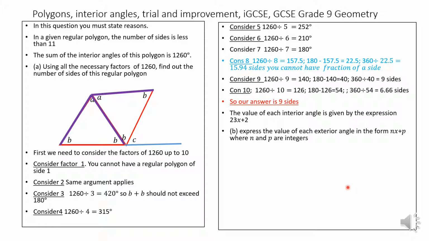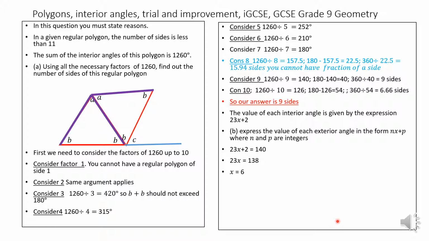Right. Now, we know that the interior angle has the expression 23x plus 2, and we know it also has a value of 140. So 23x plus 2 is equal to 140 degrees. Subtract 2 from each side, you get 23x is equal to 138. If we then divide both sides by 23, we end up with x is equal to 6. So x is 6, which means that this x here is 6.